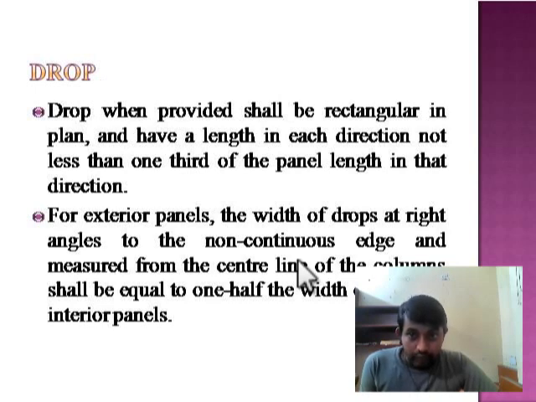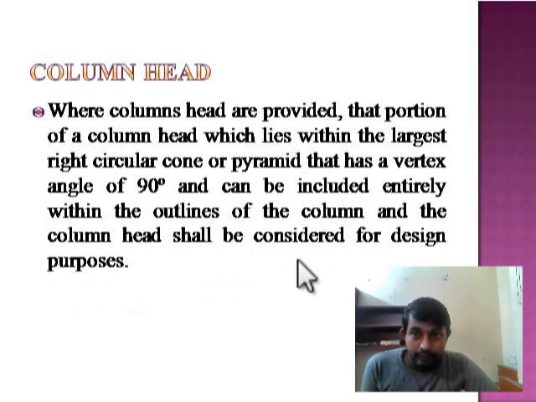Drop. When a drop is provided, it should be rectangular in plan and have a length in each direction not less than 1/3 of the panel length in that direction. For external panels, the width of the drop at right angles to the non-continuous edge, measured from the center line of the column, shall be equal to 1/2 the width of the interior panels. Column head.